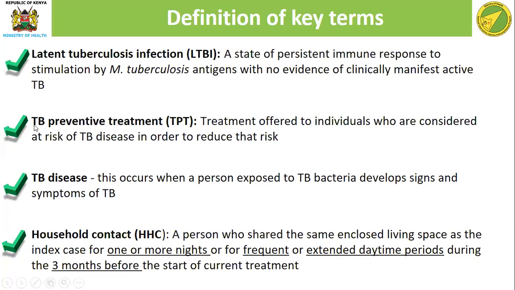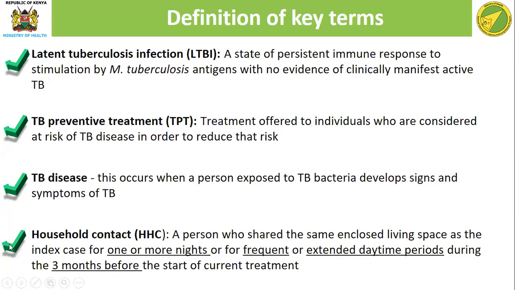But we also need to define what TPT is, because some of us continue calling it IPT, IIT, some very funny abbreviations. TPT is the treatment offered to individuals considered to be at risk of TB, in order to reduce that risk. The reason we changed from IPT is that initially we were using just one drug, isoniazid, so we used to call it isoniazid preventive therapy. But now we have other drugs beyond isoniazid, so we call it TB preventive therapy.